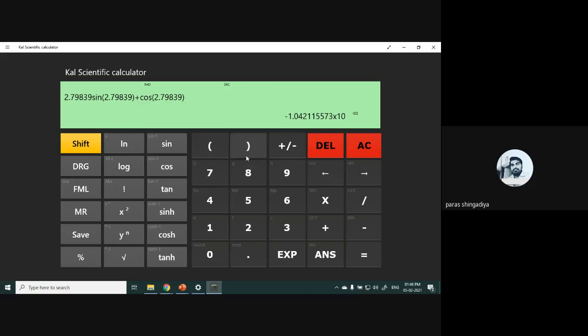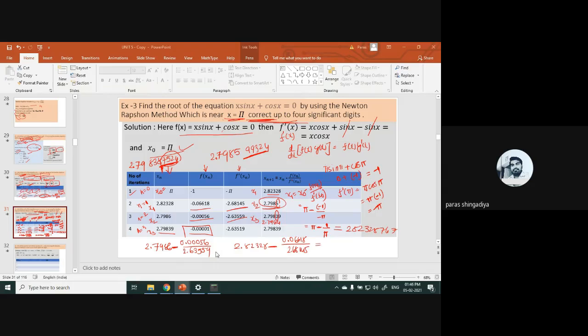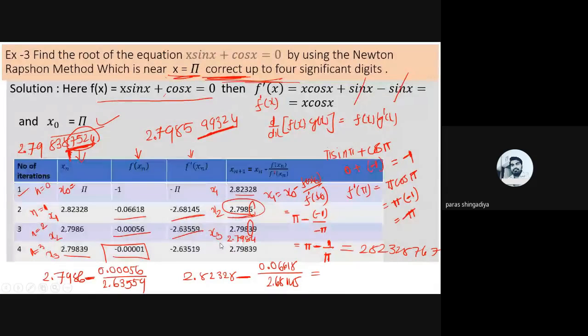And the second one is 2.79839 into cos 2.79839. That is the derivative output, and that will be minus 2.635192. So both outputs I have mentioned in this fourth row. That is minus 1.042 into 10 raised to minus 5, so it can be written as minus 0.00001. And here it is minus 2.63519.